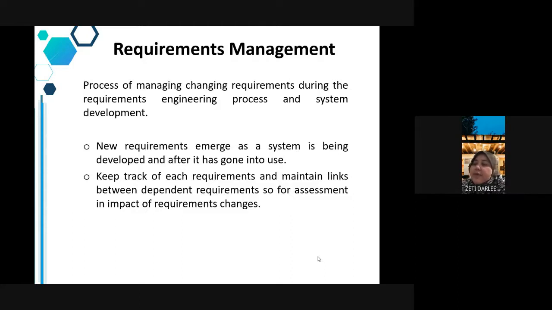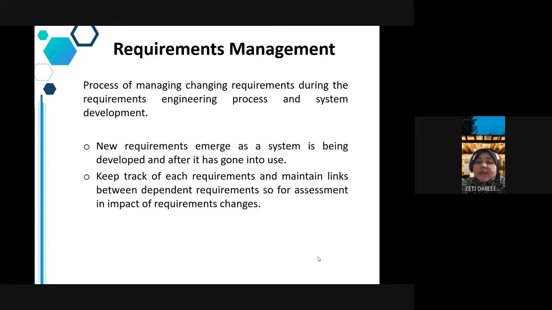Right. Next, keep track of each requirement and maintain links between dependent requirements, for assessment of the impact of the requirement changes. So keep track, yes. So you can keep track lah. Okay, especially dalam project management, kalau ada changes ataupun new request from the user, you kena make sure dalam your project management Gantt chart is included, dalam contract pun included, and you have to somehow recalculate back the tempo ataupun the duration.